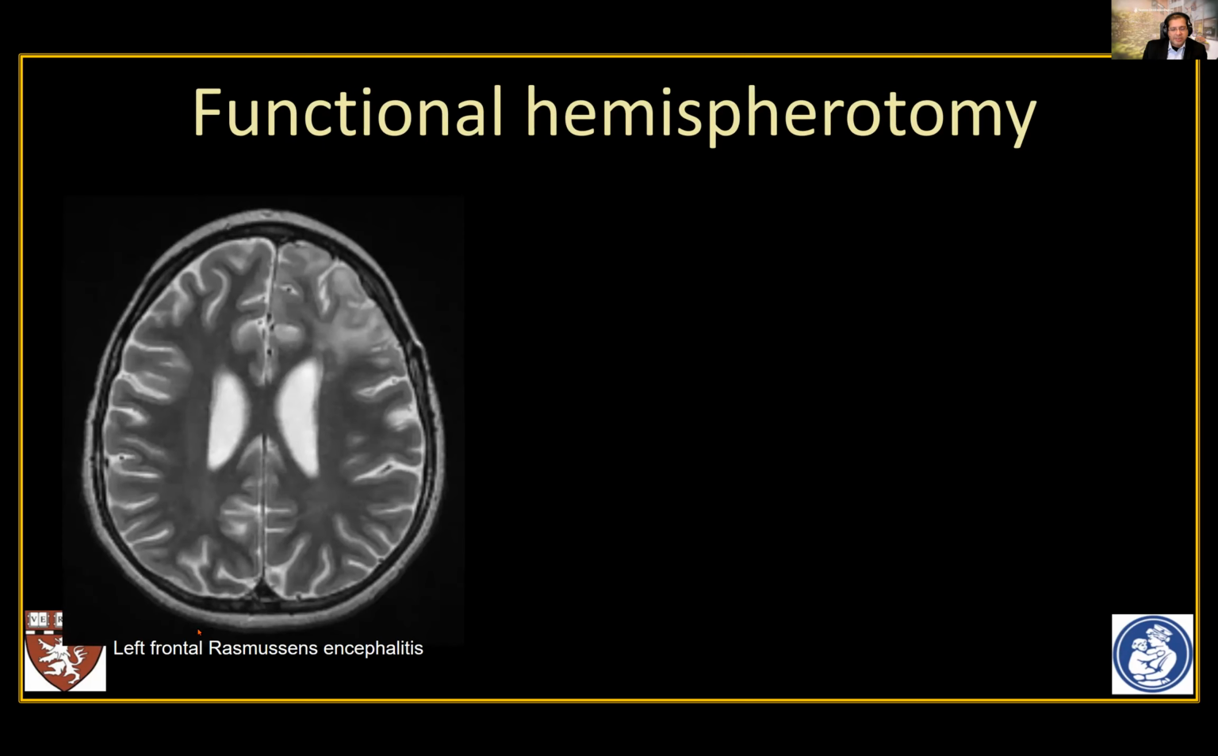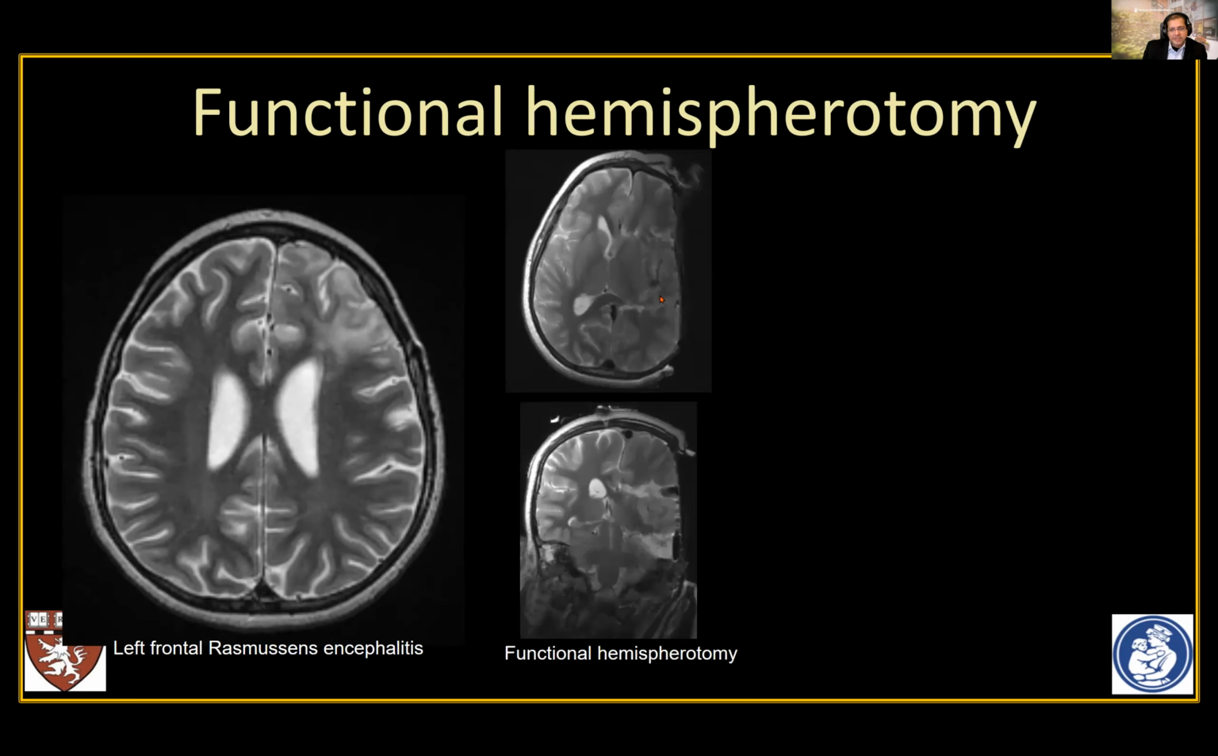This patient with left frontal Rasmussen encephalitis underwent a functional hemispherotomy, and you can see the cuts here anteriorly and posteriorly, and here's the insular cut, and here's a temporal lobectomy. So this allows division of the splenium and the cingulum here, and the frontal basal areas here, and the external capsule laterally.